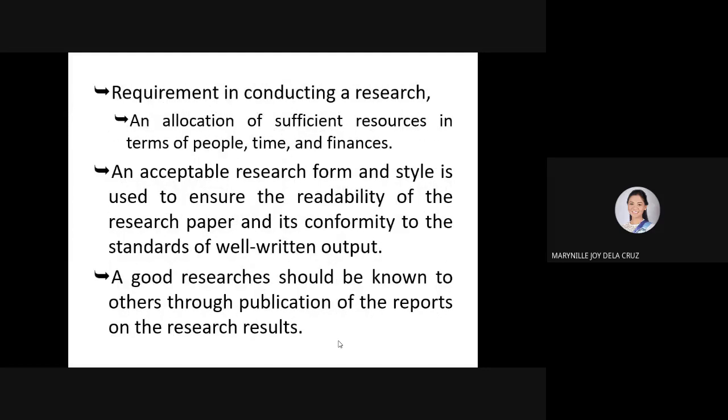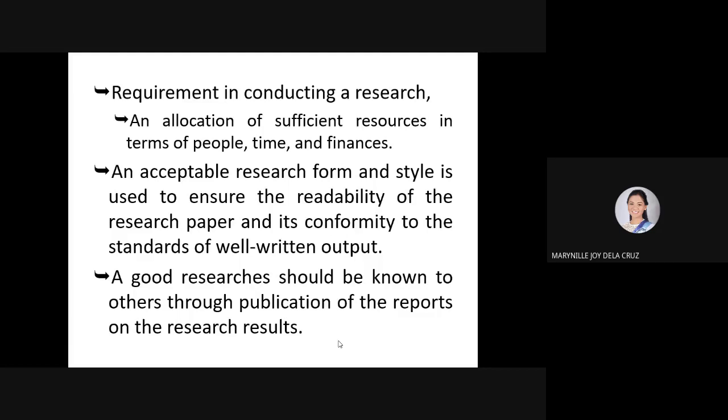So the requirements in conducting research, of course, is you know how to allocate your time, meaning you know how to budget your time, your resources, your people, and even your finances. Like I said, research writing takes a lot of effort mentally, physically, emotionally, psychologically, and even financially. Why? Because when conducting research, other people will move to different locations or travel to different places. Where will they get their finances? Of course, from their pocket.